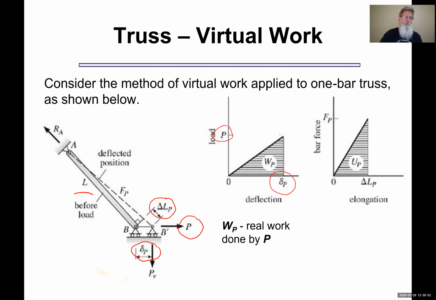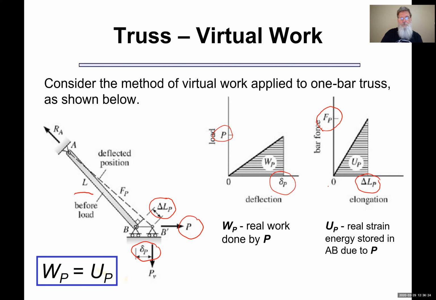At the same time, as you deflect point B, the bar in this case looks like it's elongating. And that force that it feels, the axial force due to the real force, and the bar actually elongates. And that's also a linear curve. And the area under that is a measure of the strain energy. And that is also something we can compute. And of course, we know that those two things have to be equal. So this is the work done by the real force and the strain energy by the real force.